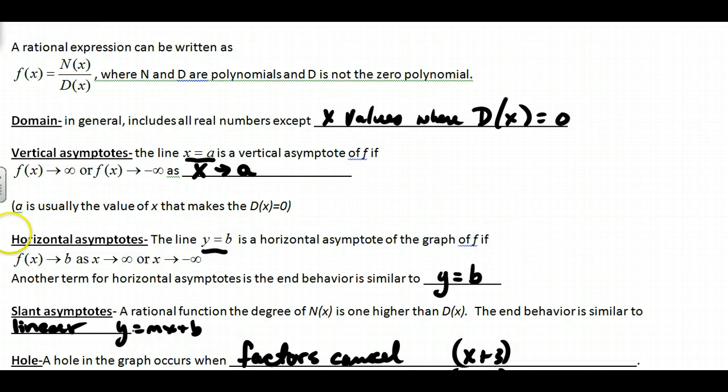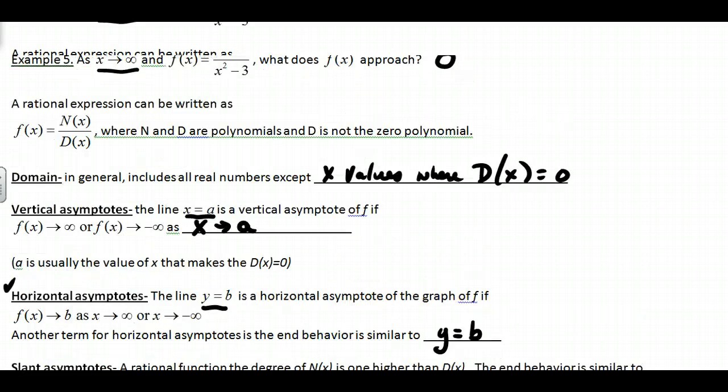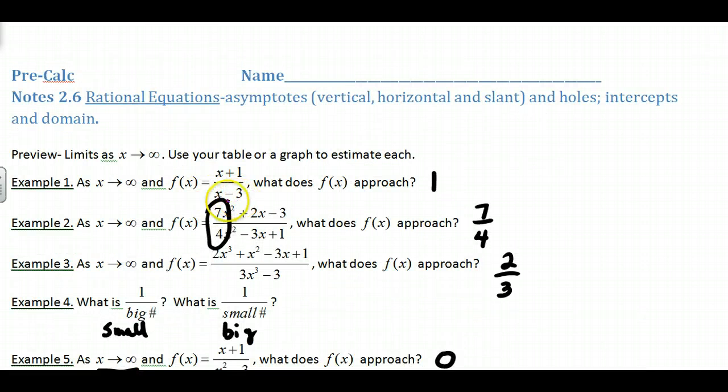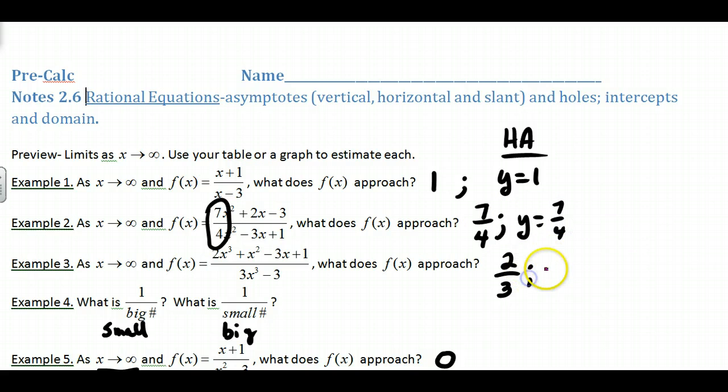Let me go back for a second and talk about these horizontal asymptotes. With these horizontal asymptotes, I can go back up here and look at these equations. And when I see this end behavior, I know that now my horizontal asymptote for this one would be y equal to 1. This one, the horizontal asymptote would be y equal to 7/4. That's my end behavior. And then this one would be y is equal to 2/3. Those are all my horizontal asymptotes.